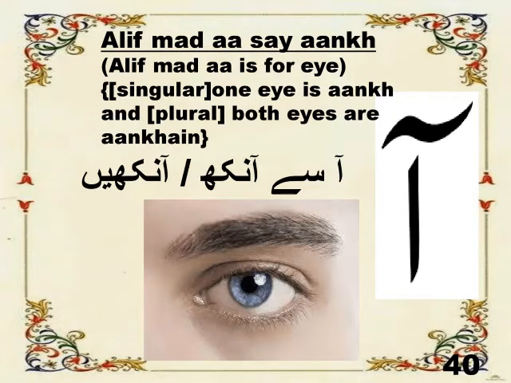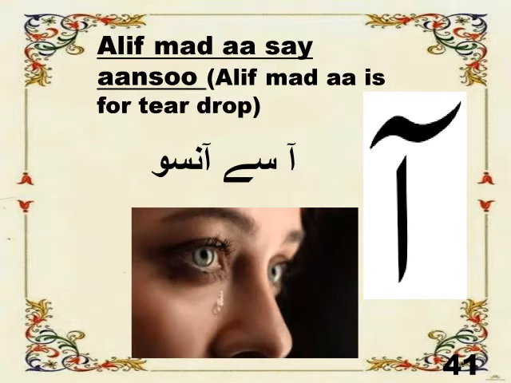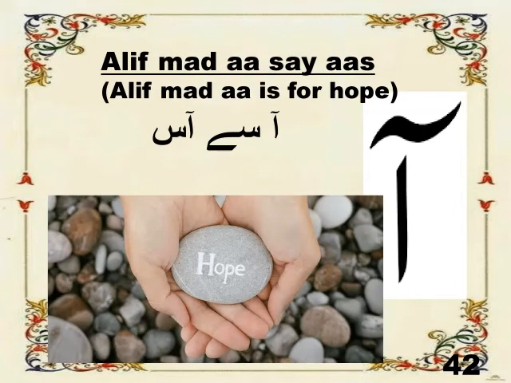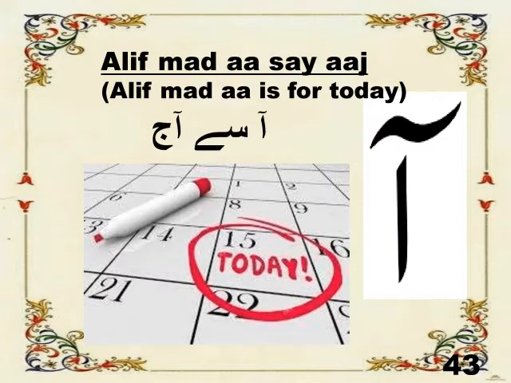Alif Mad A se aankh. Alif Mad A is for eye. If we are talking about a singular eye, that is one eye, it is called aankh. And if you are talking about the plural form, both eyes, then we call it aankhein. Alif Mad A se aansu. Alif Mad A is for teardrop. Alif Mad A se aas. Alif Mad A is for hope. Alif Mad A se aaj. Alif Mad A is for today.